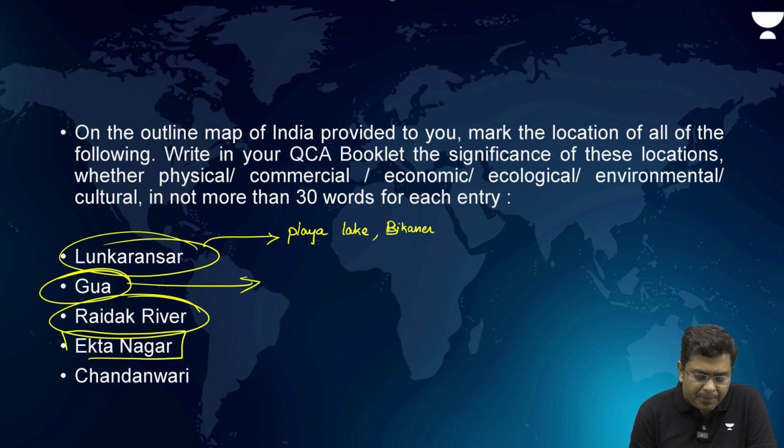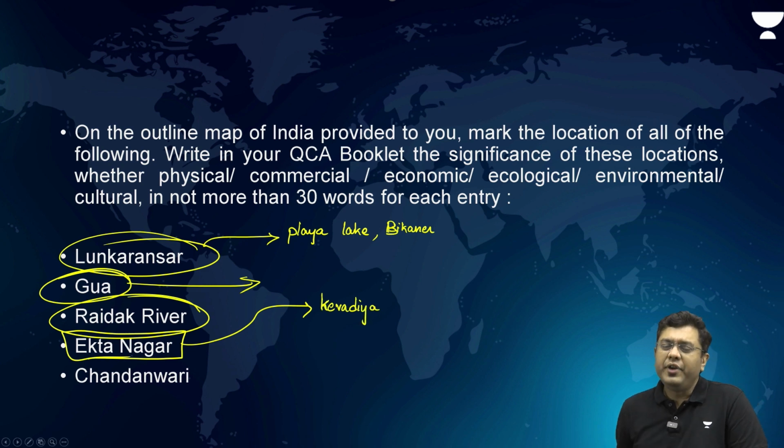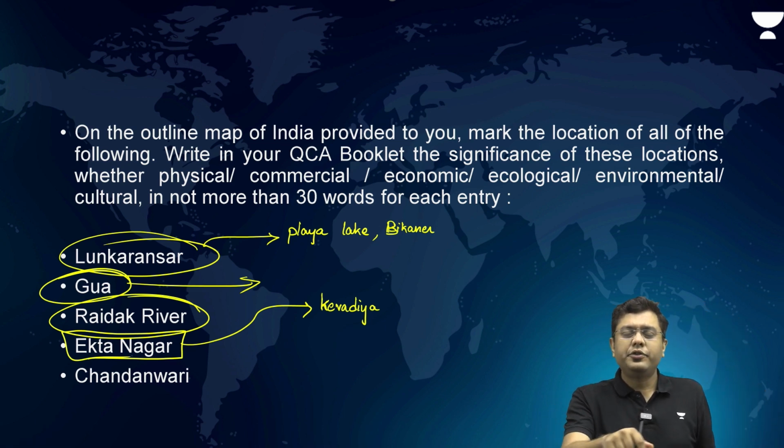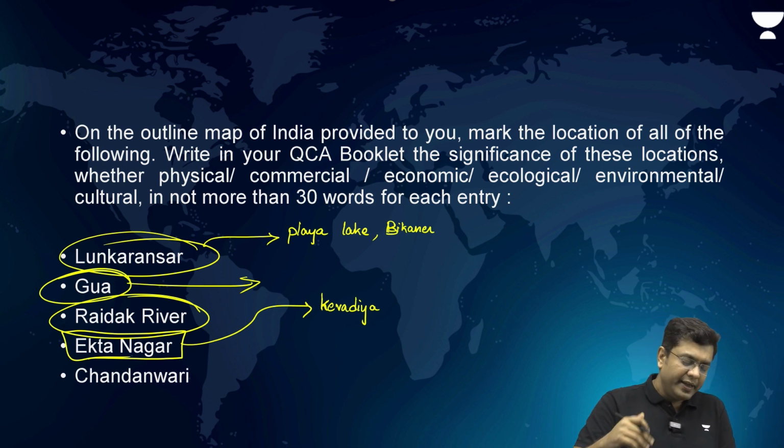Ekta Nagar is the changed name of Kevadia in the Narmada district, where you have various national conventions which take place, right? So that is where you have the Sardar Patel statue, also the Statue of Unity is present in Ekta Nagar. So that is Ekta Nagar.